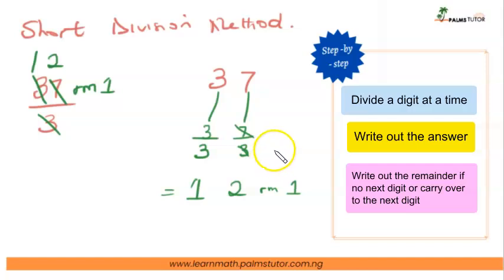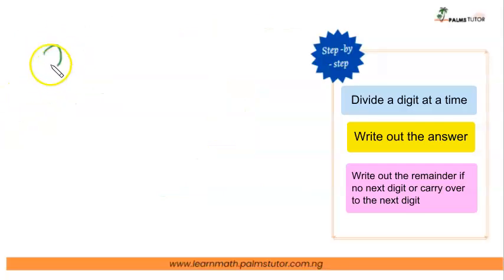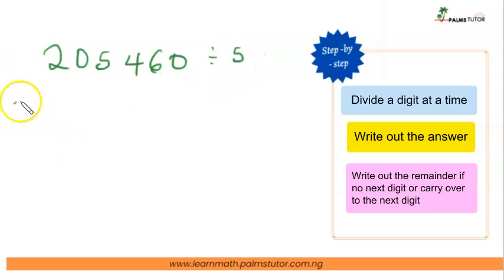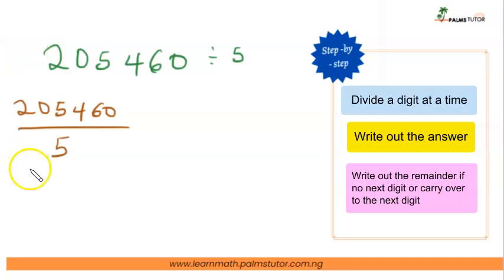So write out the digits and divide one digit at a time. When there's a remainder, carry it over to the next digit, and keep doing that until there are no digits left. It could be for a bigger number. For example, if we have 205,460 and we are dividing it by 5, I will write it out as 205,460 divided by 5.